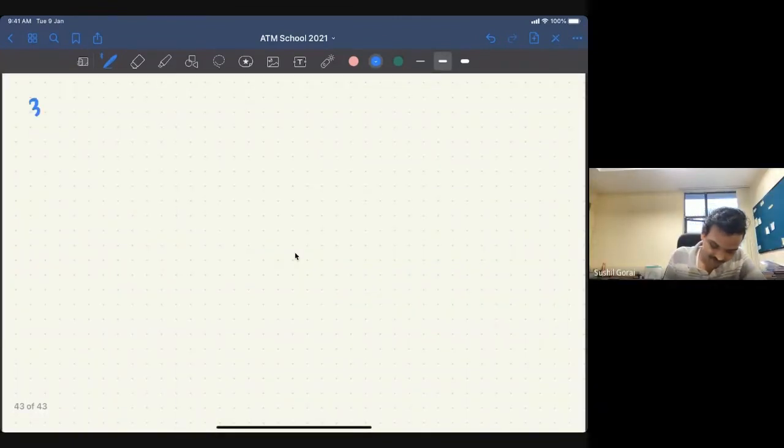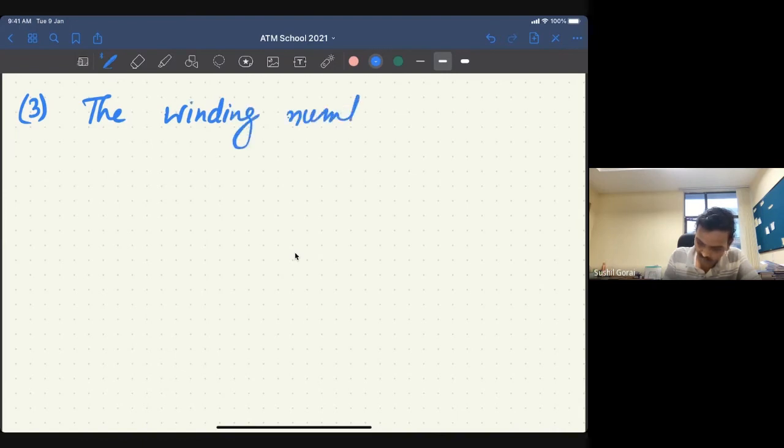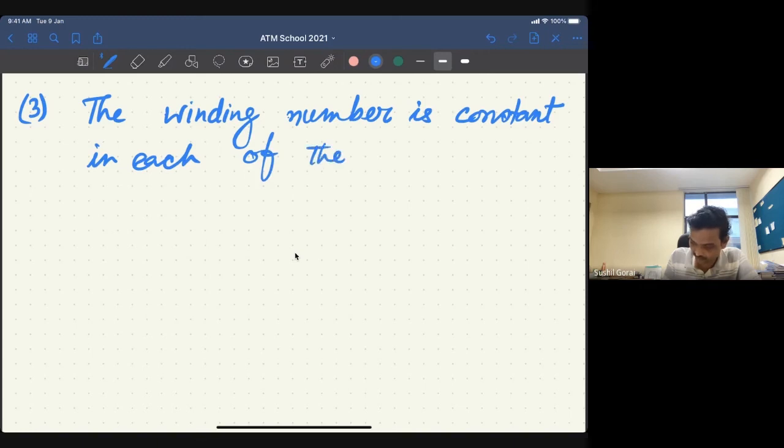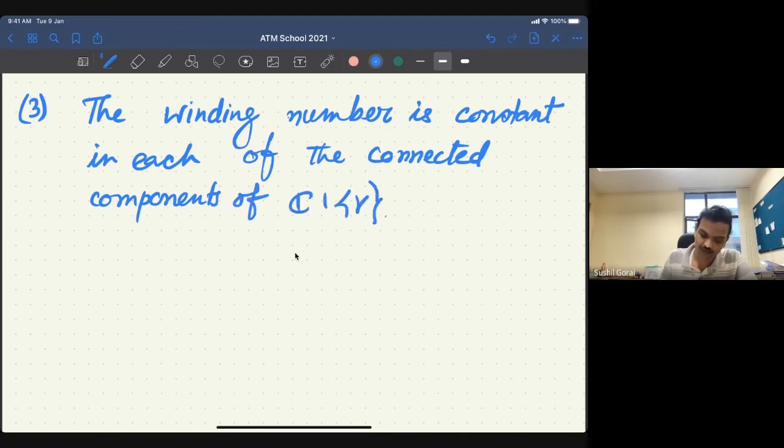So the third one. Let me put it this way: the winding number is constant in each of the connected components of C minus gamma.